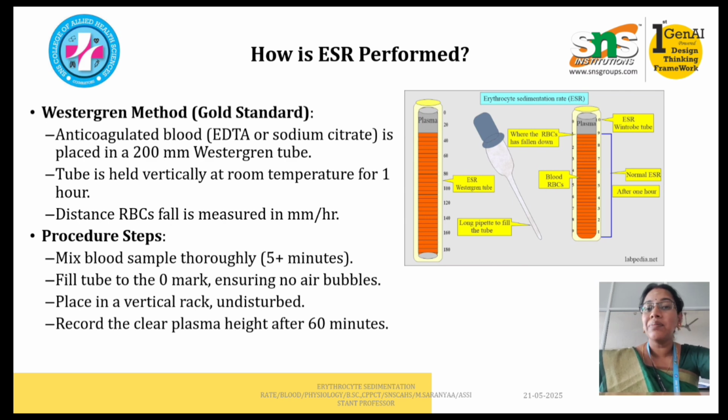So it should not be disturbed by anyone. It should not be taken out before the time. Record the clear plasma which is present at the top of the RBC. It's a yellowish fluid which is present at the top of the RBC after 1 hour. This is the procedure that we will be doing.